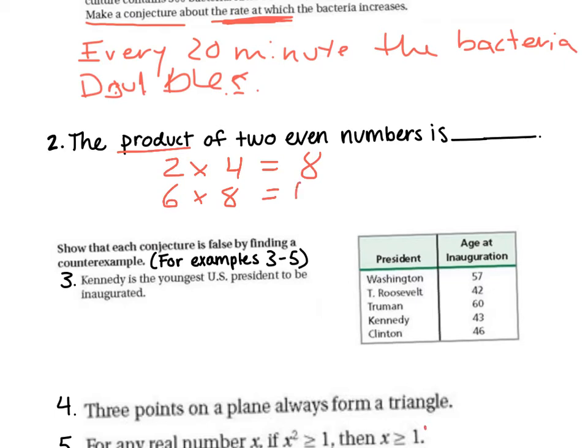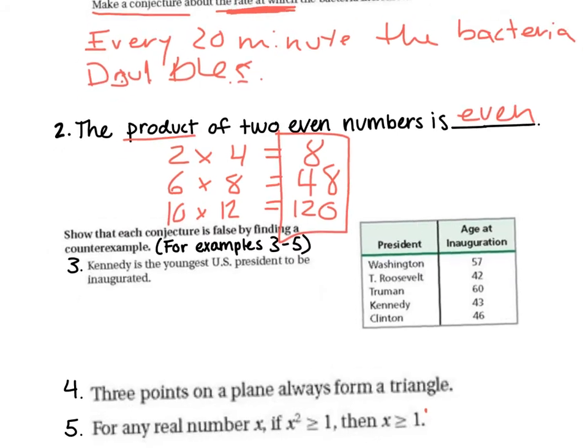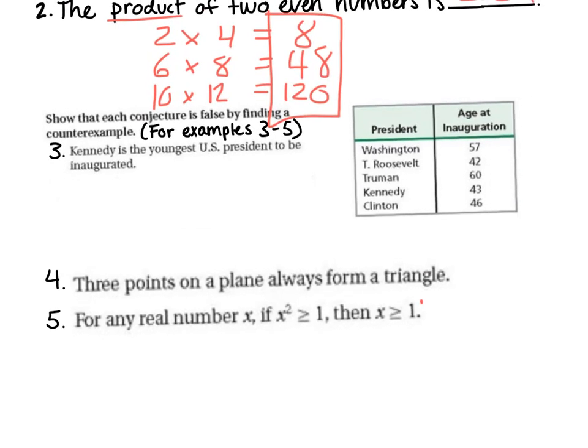48? And what if we had 2 other even numbers, 10 and 12? 120. What do all of these numbers have in common? They're all even. So the product of 2 even numbers is even. If you know it's even, you can just say even. But if you need help finding that they're even, show your work.